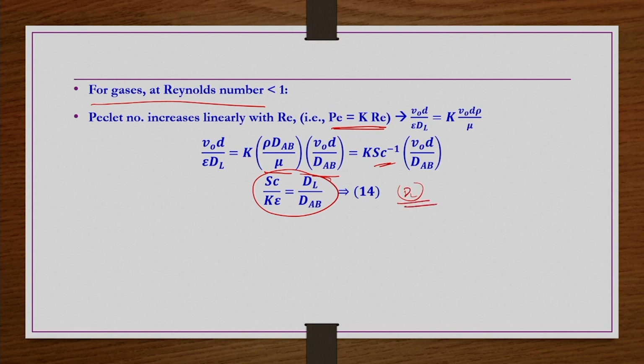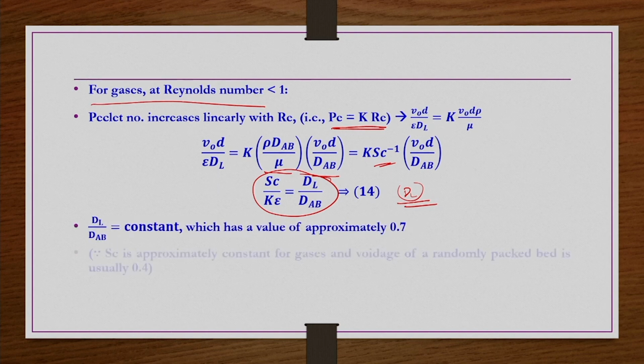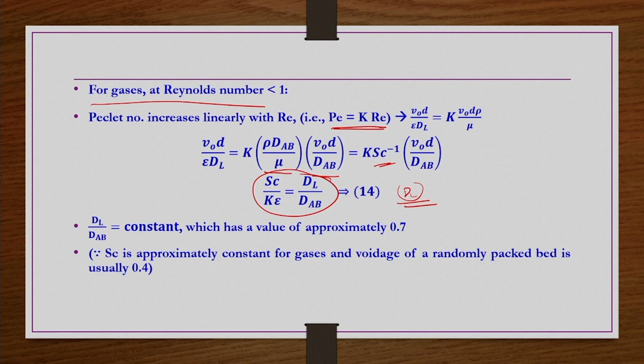especially for gases in the small Reynolds number region. So, dl by dAb is in general constant, with a value of approximately 0.7. The Schmidt number is approximately constant for gases in general; it does not vary much, it is within the 0.5 to 0.7, 0.8 region only. And then the voidage of a randomly packed bed is also usually 0.4, or between 0.4 and 0.5.